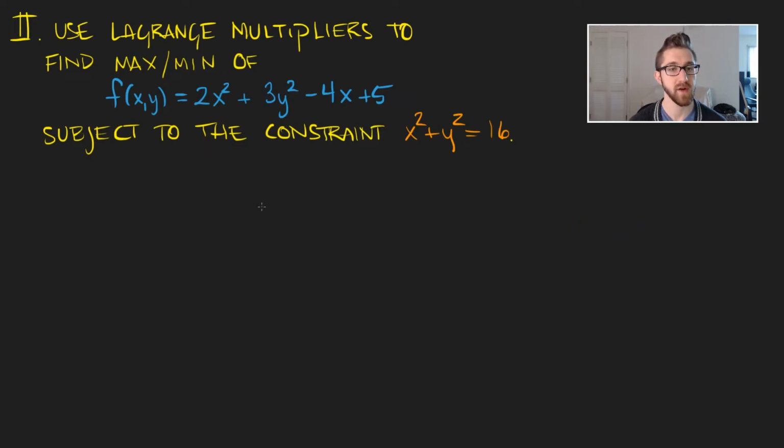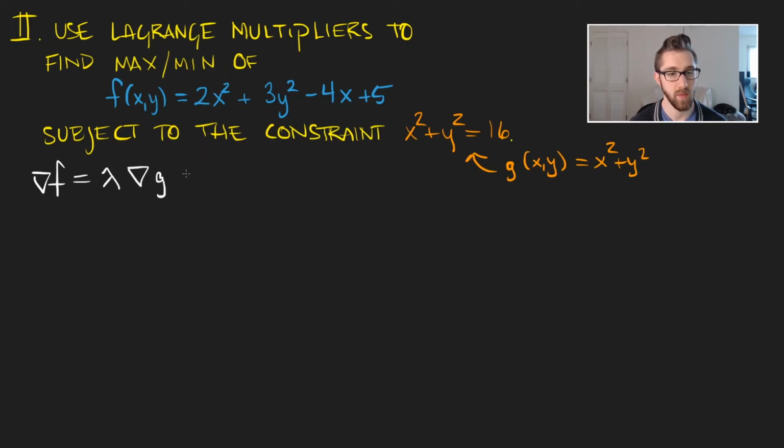Next, we need to solve a Lagrange multiplier problem where we're trying to find the maximum and minimum of our function subject to the constraint x squared plus y squared equals 16. So this is going to be our function g of x, y. So to solve this problem, we always want to start by writing down the Lagrange condition, which would be that the gradient of f is lambda times the gradient of g. We need to compute these gradients. The gradient of f we actually already calculated. It's (4x minus 4, 6y), and that is equal to lambda times (2x, 2y).